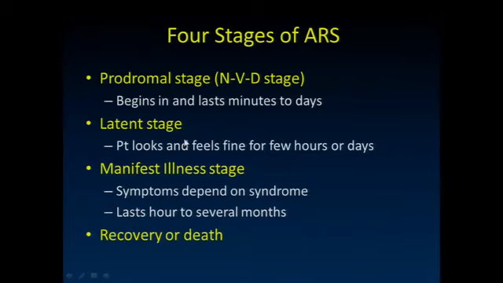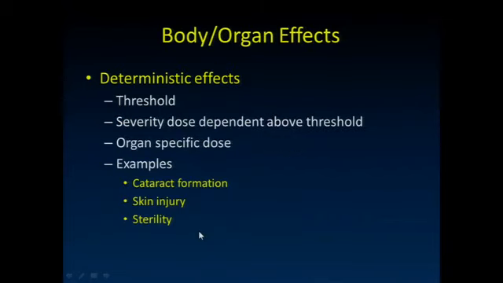A lot of these have a little bit of a latent period where the patient actually feels a little bit better after that first prodromal stage. And again, that may last a few hours if the exposure was very high, like in the cerebrovascular syndrome, or a matter of days if it was the GI or the hematopoietic syndrome. And then you get this manifest illness stage, and those symptoms, of course, depend on which of those syndromes, and they may last hours to several months, depending on which one they are. And patients recover. Really, recovery is almost only seen with the hematopoietic syndrome, or proceed to death.